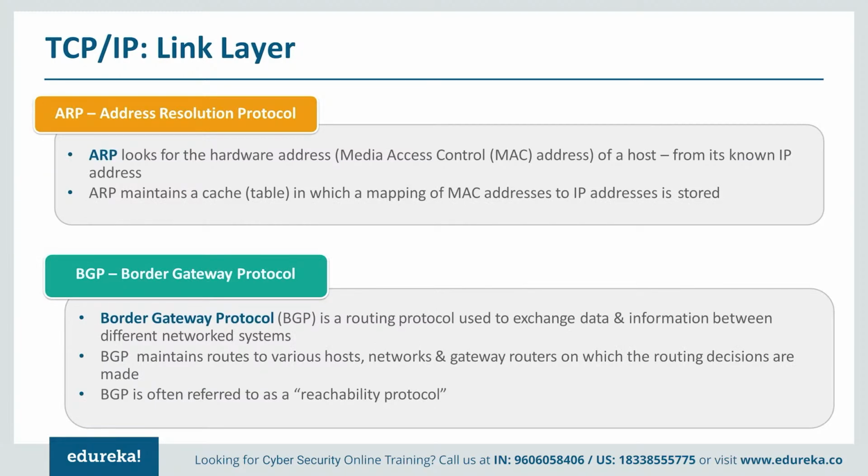For ARP, we use the address resolution protocol. It's one of the protocols used to identify network devices and get them registered on the network. BGP is the border gateway protocol. It's simply a routing protocol between networks. It's BGP. It's highly used.